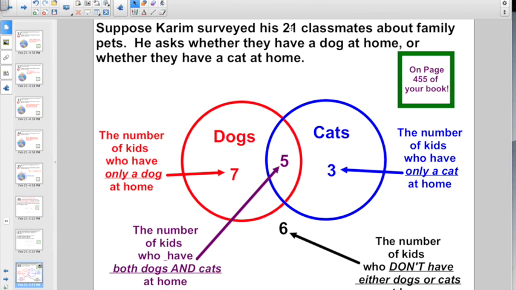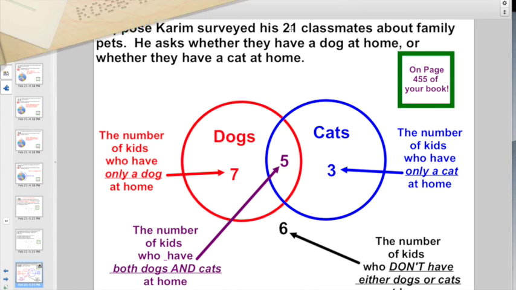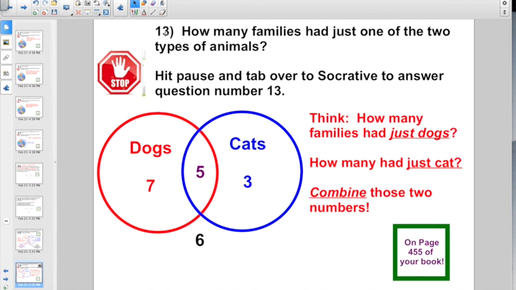So the important thing to remember when you're starting off with a math Venn diagram, make sure if they're telling you the total, that all these numbers are accounted for. If I add up 7 plus 5, that's 12, plus 3 more is 15, plus 6 more is 21. So I know I'm talking about the entire class. I have everybody represented. So let's take a look now at problem number 13.